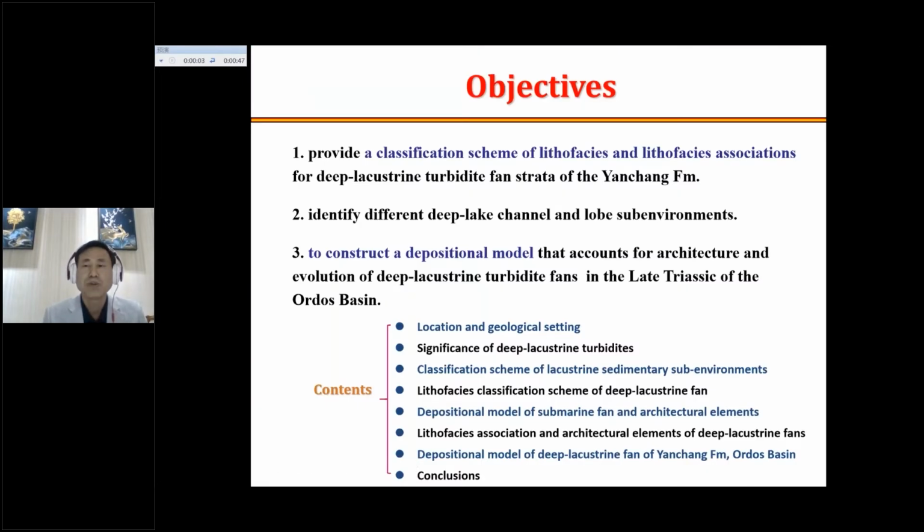Objectives: to provide a classification scheme of lithofacies and lithofacies associations for this deep lacustrine turbidite fan, to identify different deep channel and lobe subenvironments, and finally, to construct a depositional model.